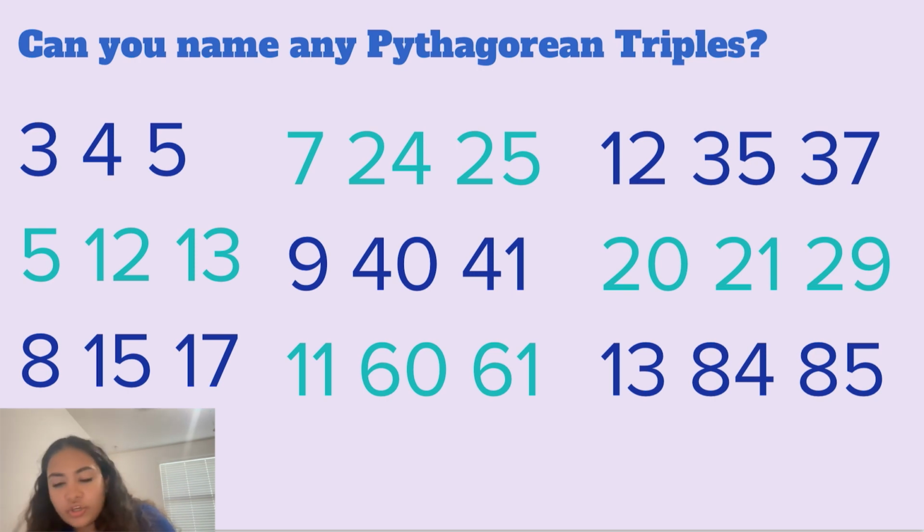You might be familiar with 3, 4, 5; 5, 12, 13; 8, 15, 17, but I'd recommend even learning some of the more obscure ones like 11, 60, 61 and 20, 21, 29, because it's going to make it a lot faster when those examples do show up in problems.